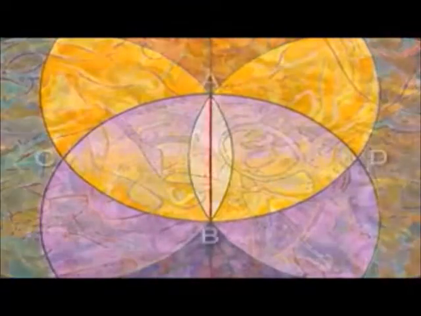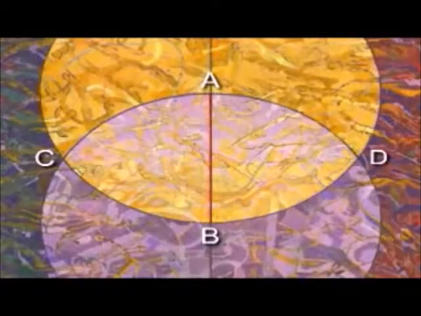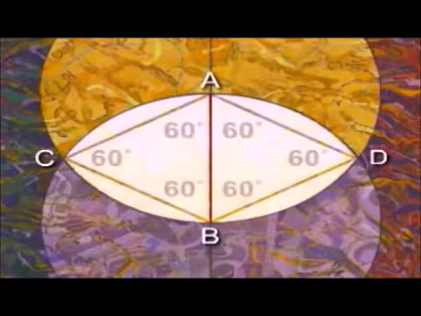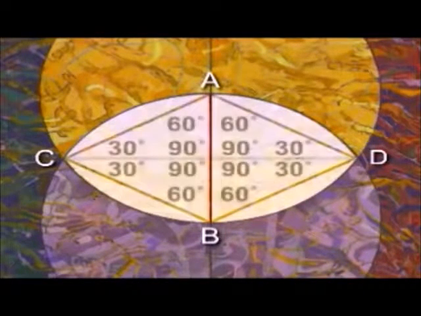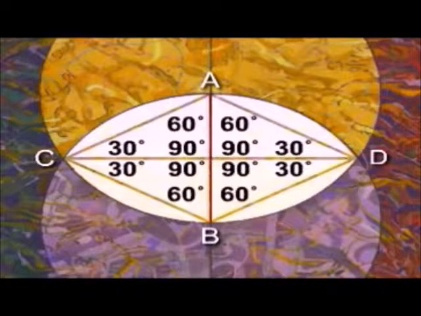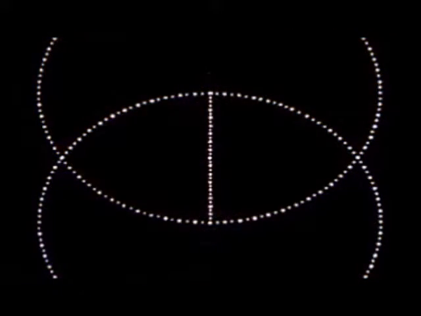With the creation of those points C and D, we have within the Vesica Piscis a triangular situation. So we started with unity, we evolved into duality, and now we have an evolution to Trinity. This is the birthplace of trigonometry, an entire division of mathematics born in the Vesica Piscis.